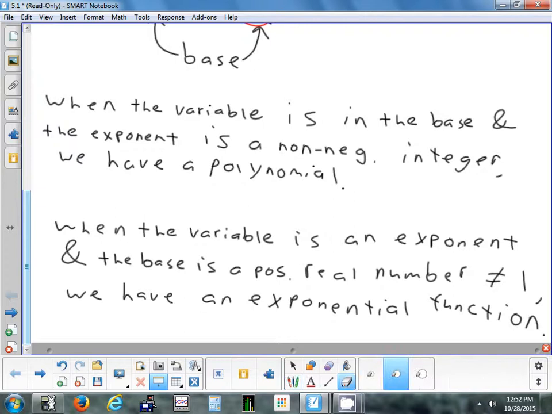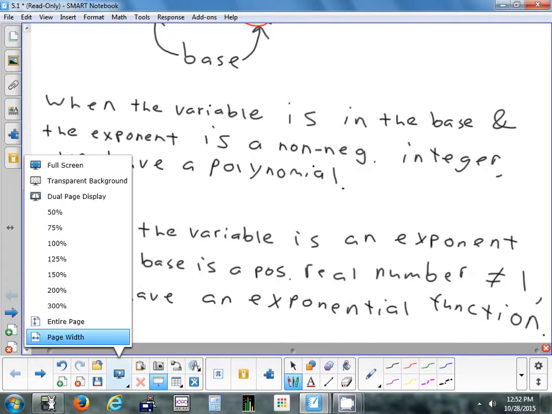There's really two basic types of exponential functions. There's ones that go up very quickly, and then there's ones that go down very quickly. We'll talk about the names for both. Does everybody have that? All right.